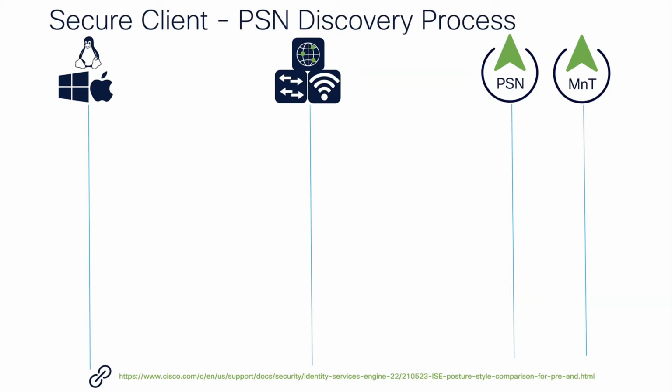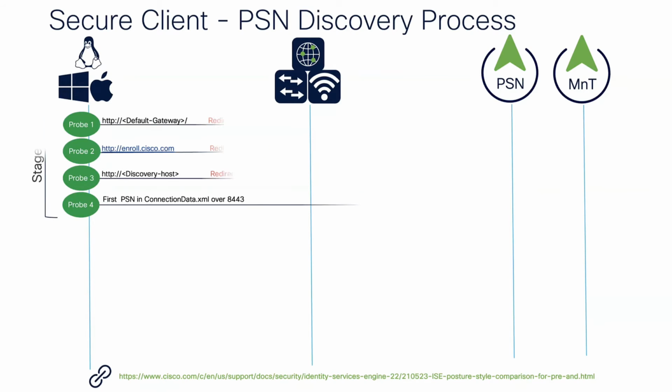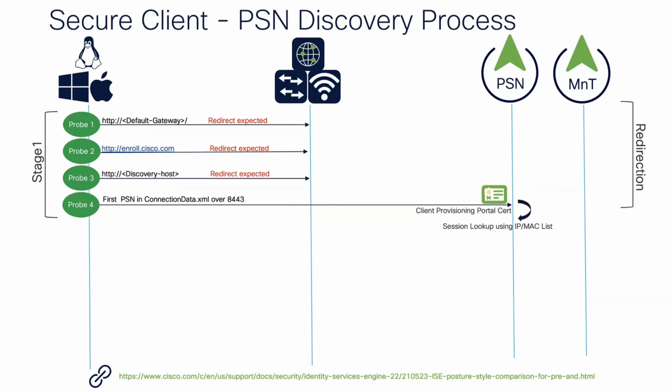So how does the Cisco Secure Client try to discover the PSN that the device got authenticated with? Considering a situation where you already have the Cisco Secure Client on the endpoint, it goes through the discovery process in 2 stages, stage 1 and stage 2. Stage 1 is meant for a redirection flow. Stage 2 is meant for a redirection-less flow. In stage 1, we have these 4 probes, all of which are going to run in parallel.